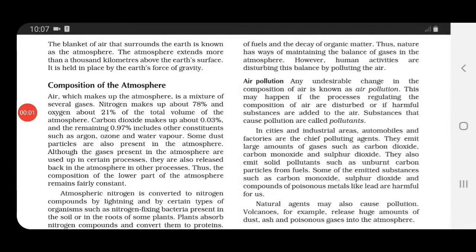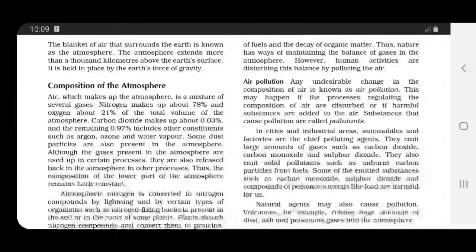This may happen if the processes regulating the composition of air are disturbed or if harmful substances are added to the air. Air pollution कब होगा? जब जो ये process है जो composition of air को balance में रखता है, उस process में अगर कोई disturbance आता है और अगर कोई harmful substance जो है वो air में add up हो जाता है, then air pollution can be caused. Now these harmful substances, children, which are causing pollution, what are they known as? They are known as pollutants.